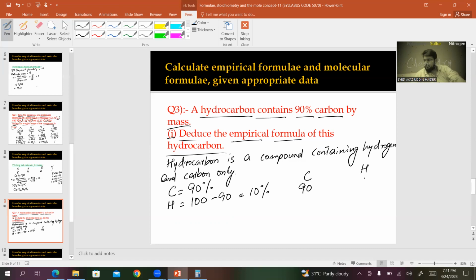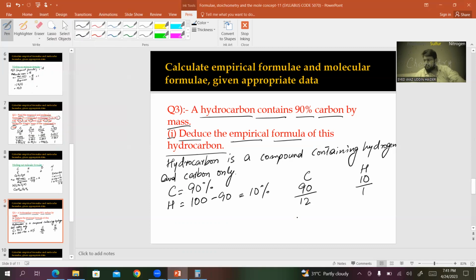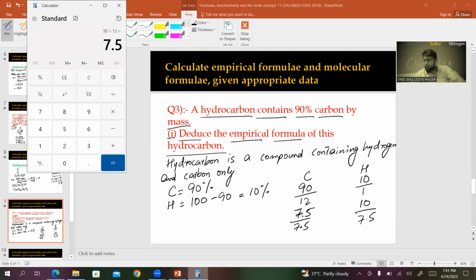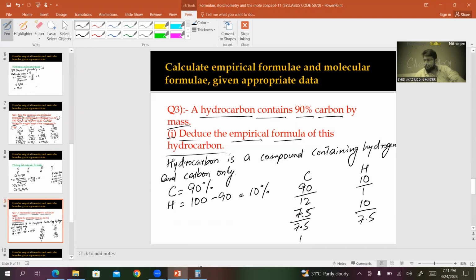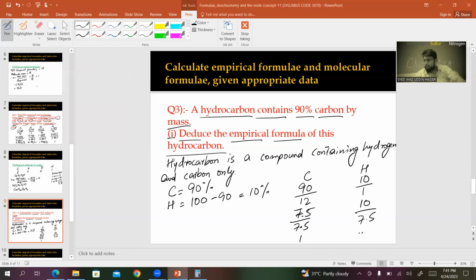Carbon 90%, hydrogen 10%. So divide the 90 by 12 for carbon, and for hydrogen, divide by 1. For carbon, 90 divided by 12 is 7.5. For hydrogen, we'll get 10. 7.5 is the smallest number, so we will divide both these numbers by 7.5. For carbon, we will get 1. And for hydrogen, we will get 10 divided by 7.5, which is 1.333.